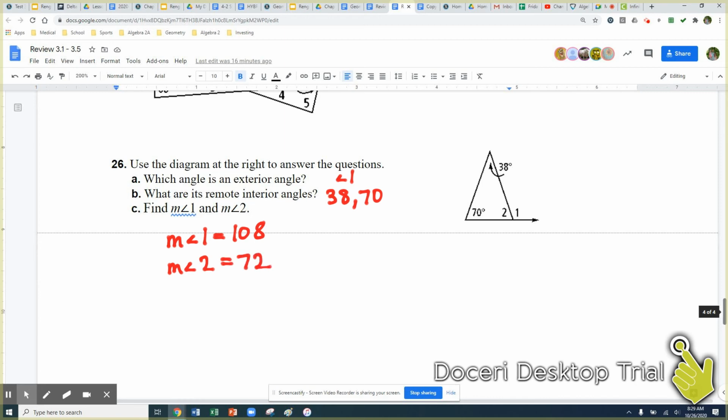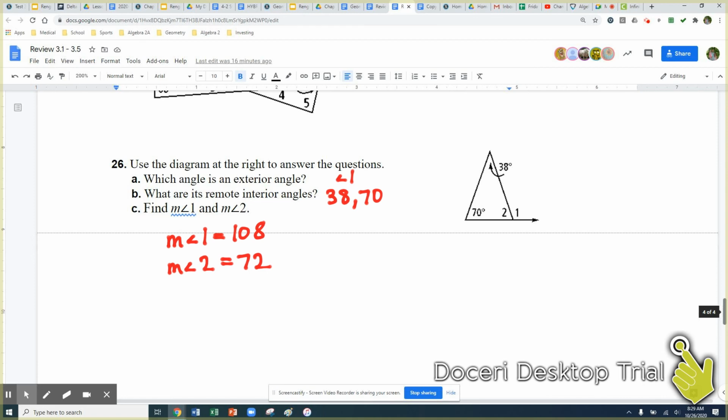Now you could also find angle 2 first. If you know this is 72 right here, how many degrees are 2 and 1 going to always add up to? 180, because they form a linear pair. So you could find just the missing angle inside the triangle, angle 2, first, and then angle 2 is always going to be a linear pair with that exterior angle, so then you could use that to add up to 108.